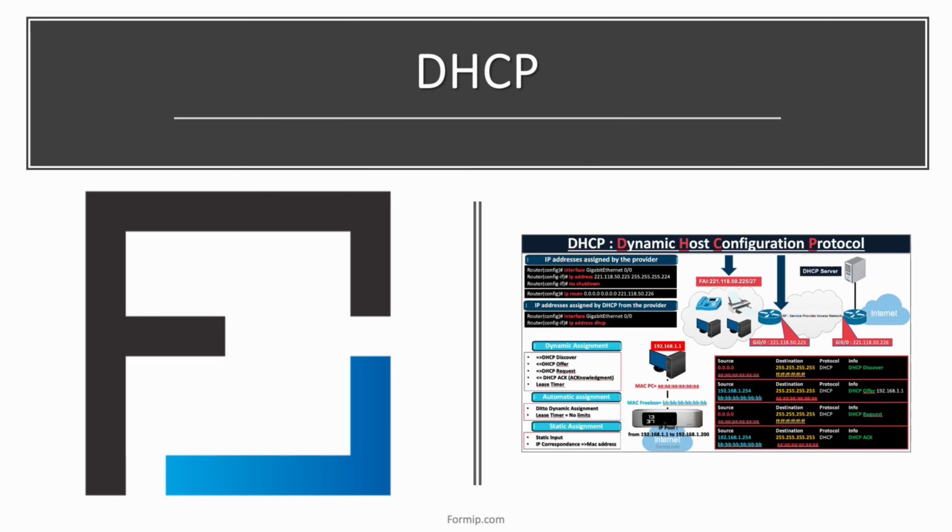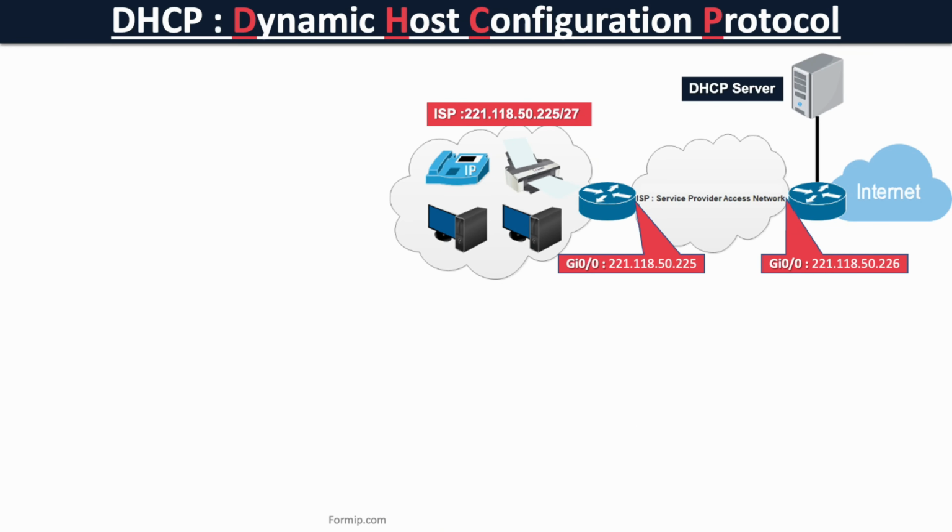DHCP, Dynamic Host Configuration Protocol. The DHCP service allows devices on a network to automatically obtain IP addresses and other information from a DHCP server. This automates the assignment of IP addresses, subnet masks, default gateways, and other IP network settings. An internet service provider can either provide a static address to be configured on the internet-connected interface of its own router, or a dynamic address that will be distributed automatically by DHCP.